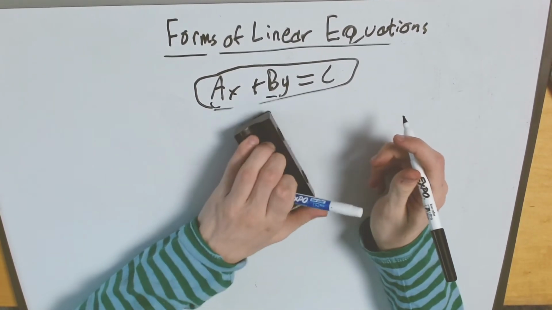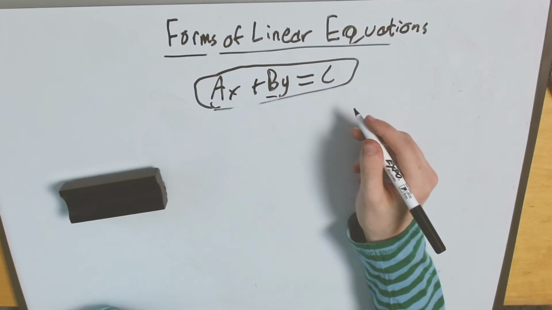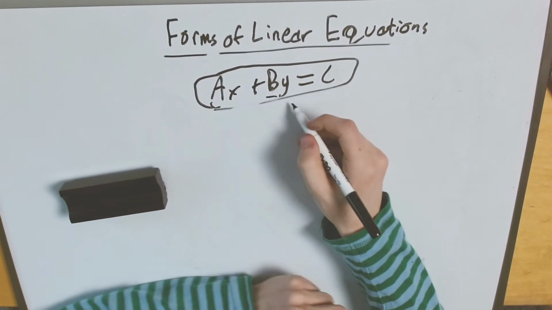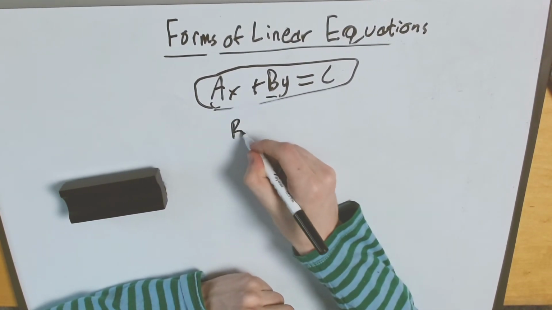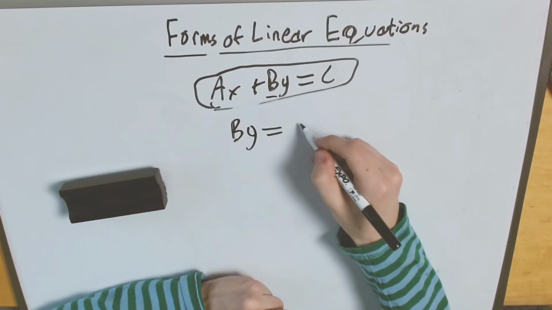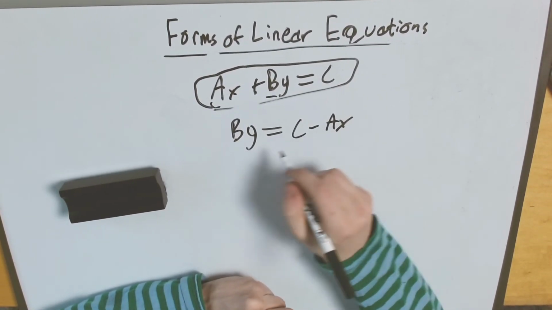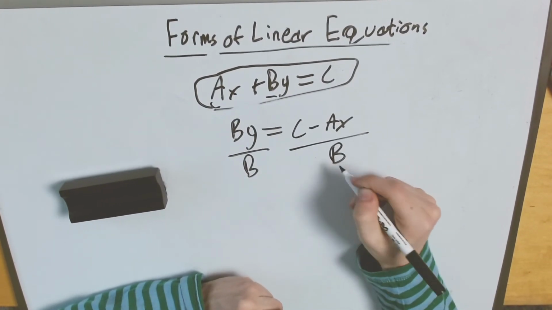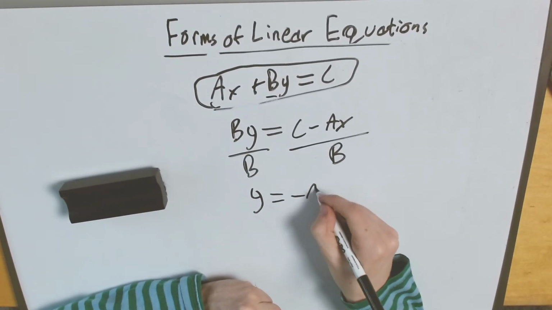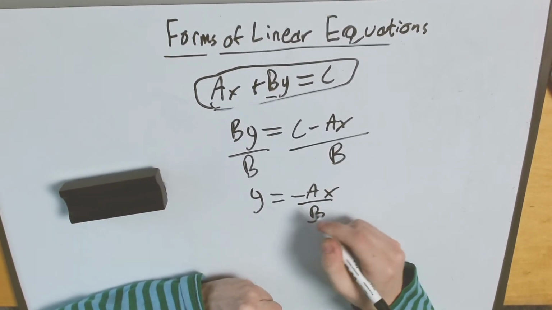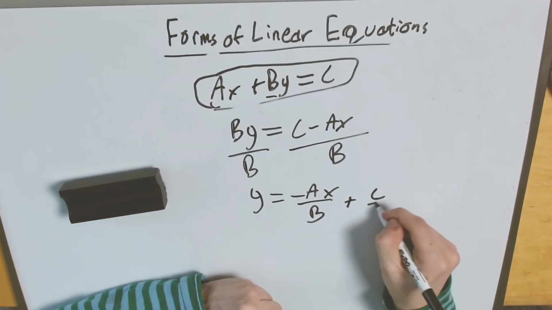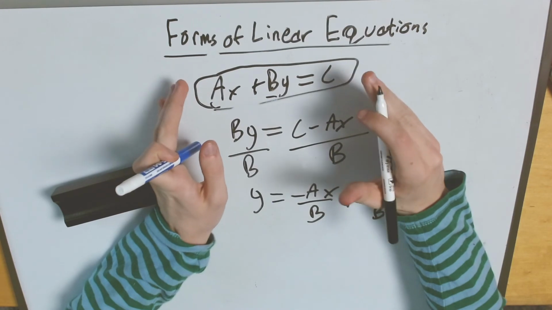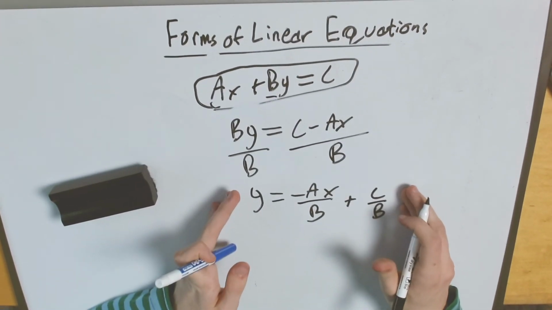So how do you do that? Well, if you wanted to write this in slope-intercept form, we want to get the y by itself. So we start by subtracting ax. Then we want to get rid of this b because we want y all by itself, so we divide by b. We end up with negative ax over b plus c over b. And we've thus converted what we were given in standard form to slope-intercept form.